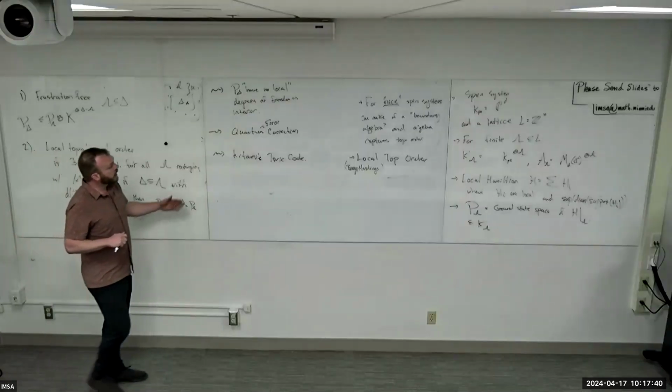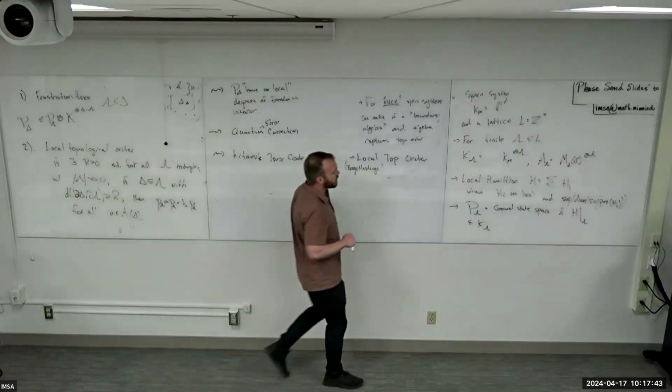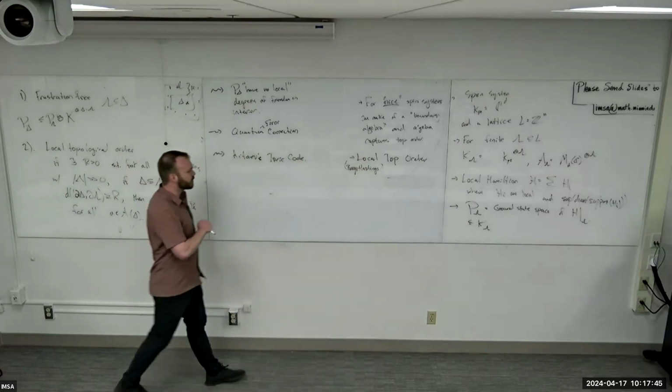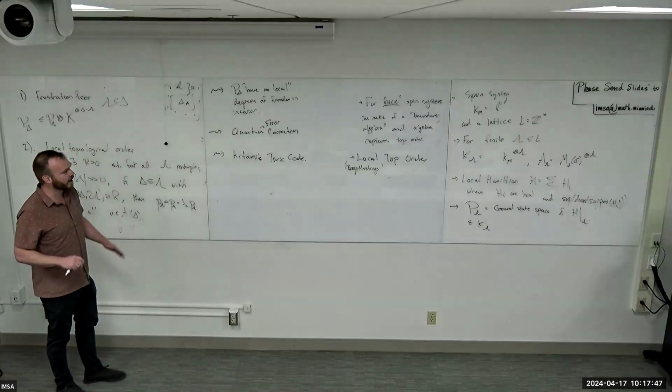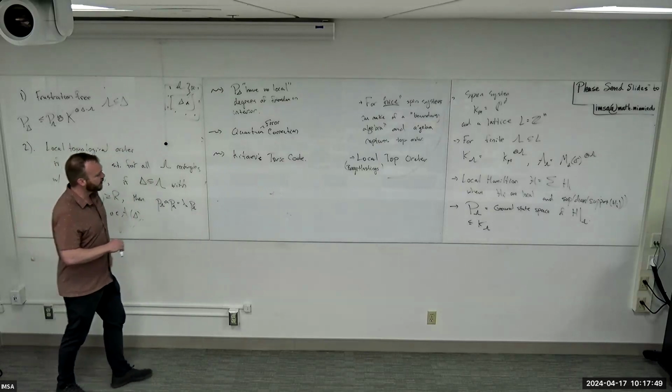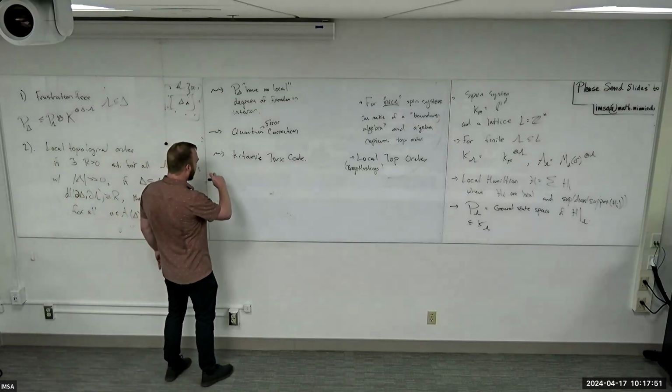So I don't even know if I'm going to get to tell you what a modular tensor category or a fusion category is, but that's fine. I just kind of wanted to explain some of these ideas anyway. So, what is Kitaev's toric code?